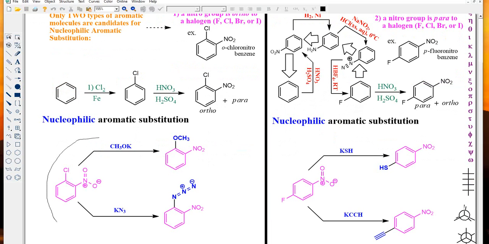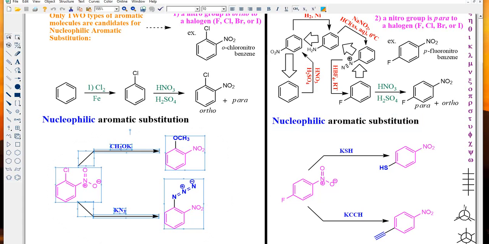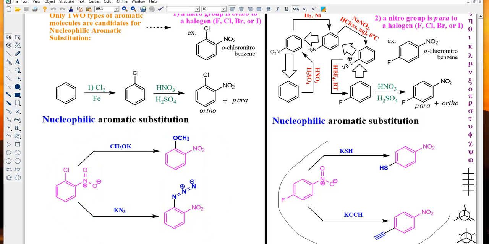Here are four examples, two of the ortho and two for the para. I'll do the mechanism for the first ortho. The nucleophiles are methoxide, azide, sulfhydryl, and acetylide. I'll be crossing off the spectators and doing my mechanisms.